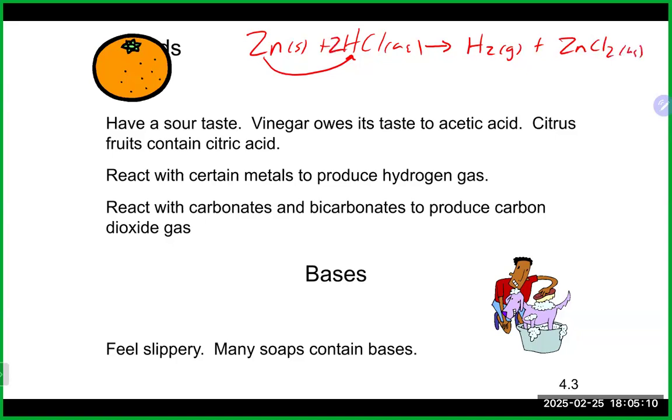Put a little 2 there, like I'm in chemistry class. There we go. And remember, in these sort of single replacement reactions, whatever's coming in needs to be more reactive than what's being replaced in order for that reaction to take place. They also react with carbonates and bicarbonates to produce carbon dioxide via something like this, like hydrochloric acid and maybe a little sodium carbonate.